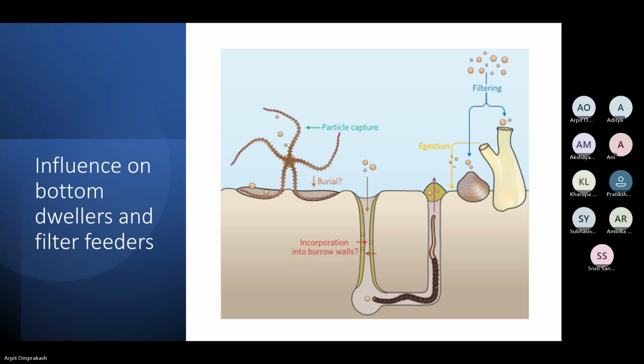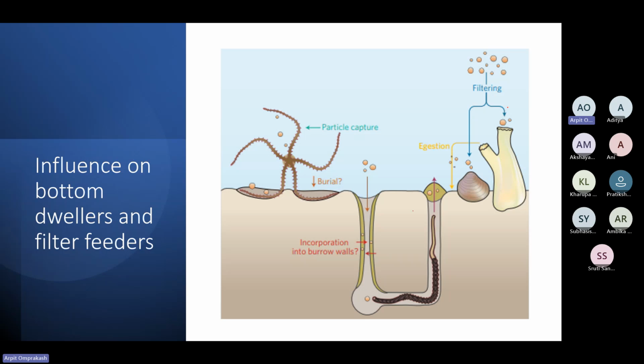Yeah. So these things also influence the bottom dwellers and filter feeders. Basically, these filter feeders generally take in a lot of water and then filter it, keeping only the organisms or planktons present in that water for digestion. So if there are a lot of microplastics or plastics present, those will also be ingested by them and that will negatively affect their health.